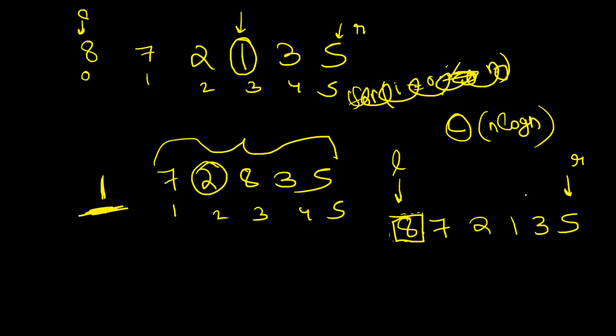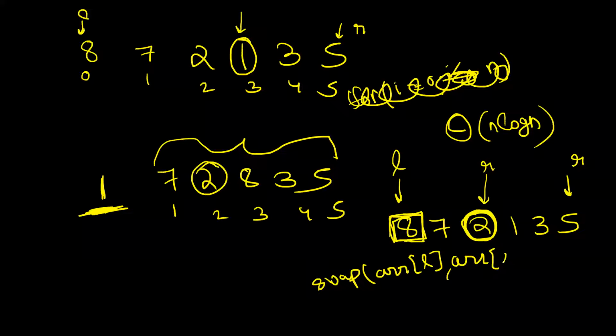And let's say this is your random number. Then you know what I will do? I want to choose this random number as the pivot. But I only know the logic for ARR of L as the pivot. So what will I do? I will simply swap ARR of L with ARR of the random index, sorry, ARR of random.